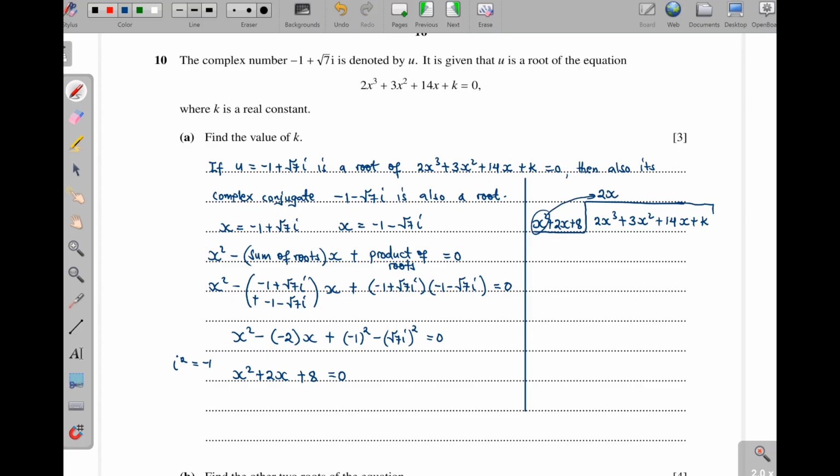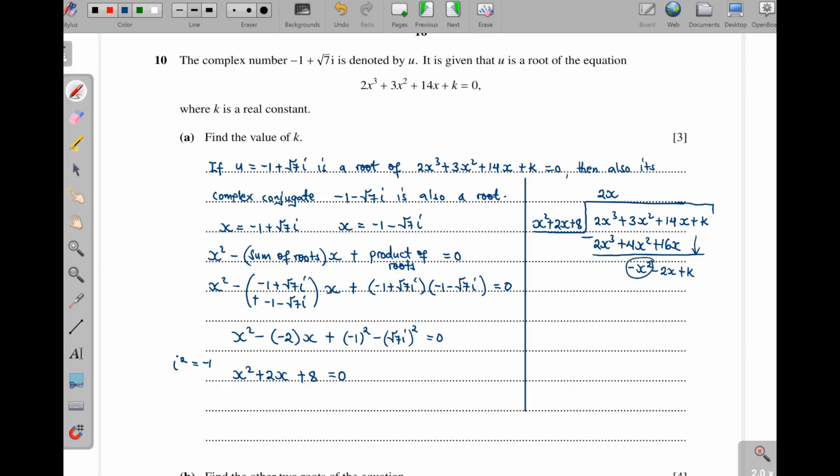Then this times that, you will of course get 2x cubed. And then this times that, you will get 4x squared. And then 8 times the 2, you will get 16x. And then when you subtract, of course, the first one goes, and then 3 minus 4, you'll get a negative 1. Then 4 minus 16, I think it is 14, yes, 14 minus 16, that's a negative 2. So we shall have minus 2x, and of course k will come down here.